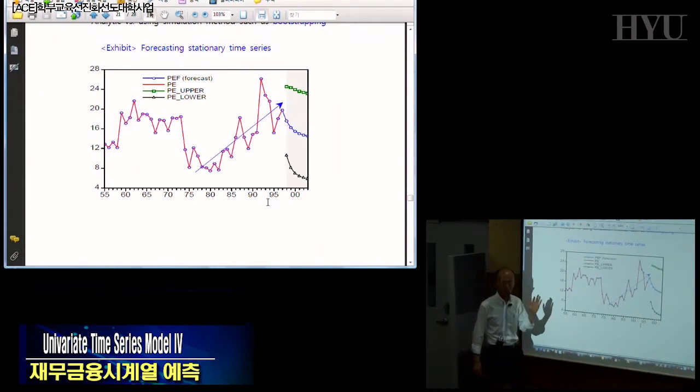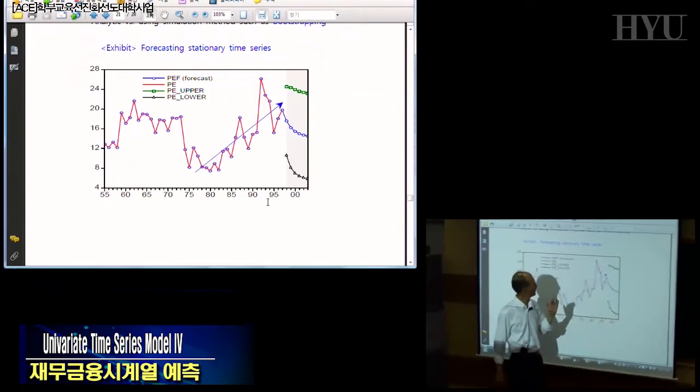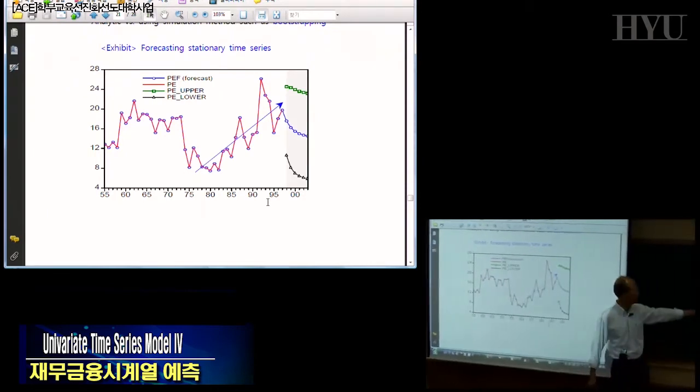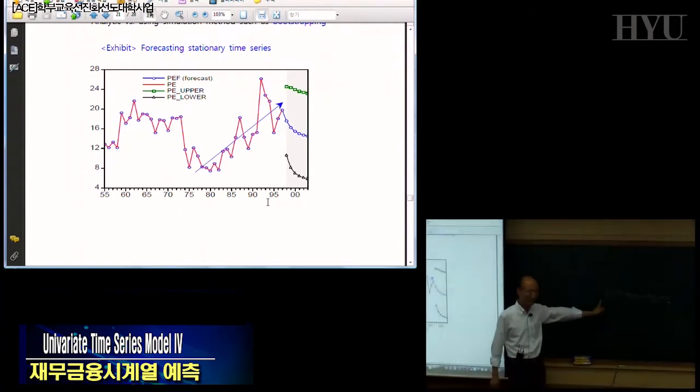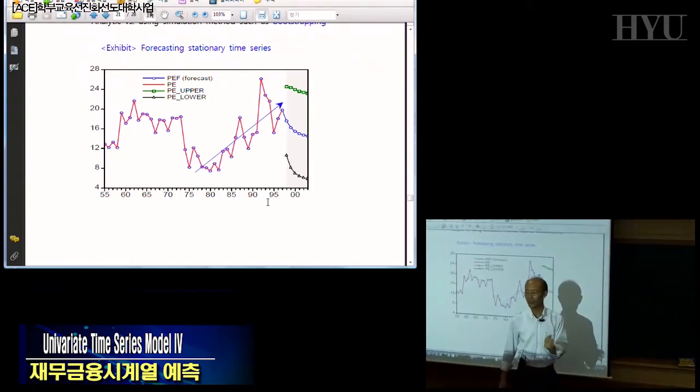The principle of forecasting we learned last time was to calculate the forecast as a conditional expectation if this representation is correct. So if this representation is correct, then the conditional expectation will give you the best forecast in terms of mean squared error. That gives you the minimum mean squared error compared to the competing forecast.